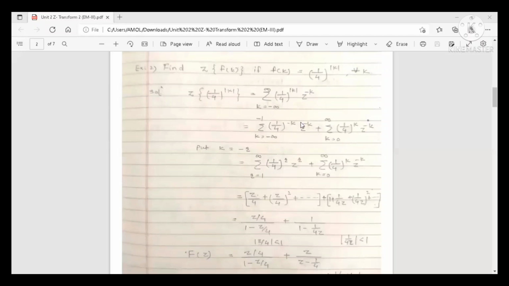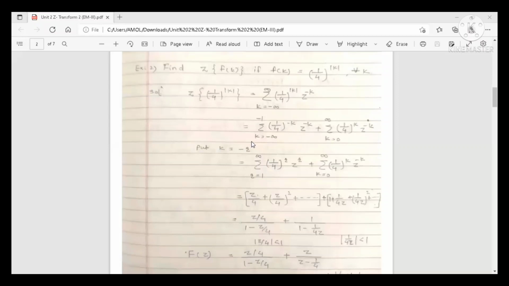And the term of z as it is, z raised to minus k, plus the second term, summation k varies from 0 to infinity and the sequence is 1 by 4 to the power k. Here k varies from 0 to infinity, so you take the positive power of k because in the given sequence the power of 1 by 4 is modulus of k. So you take negative when limits are minus infinity to minus 1 and you take it positive when limits are from 0 to infinity. And the term of z as it is in both the terms.